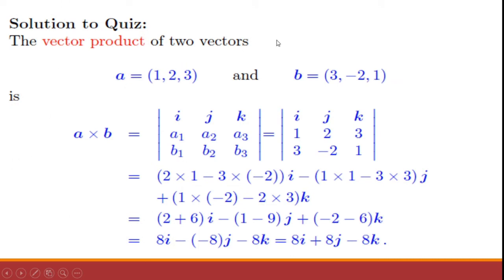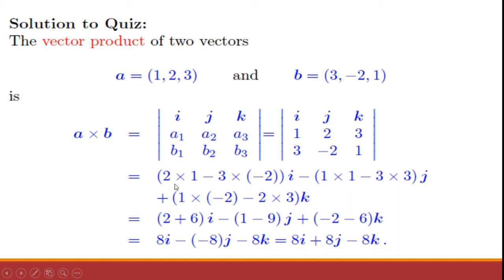Now we will see the vector product of two vectors. The vector product is nothing but the cross product, or we can also say curl. So A is equal to 1, 2, 3, let us say, and B is 3, minus 2, 1. So A cross B we have to find out. A cross B is equal to the determinant with i, j, k, then 1, 2, 3 as the values of A, and 3, minus 2, 1 as the values of vector B. Again taking the determinant, we get i into (2 into 1 minus 3 into minus 2), minus j into (1 into 1 minus 3 into 3), plus k into (1 into minus 2 minus 3 into 2).